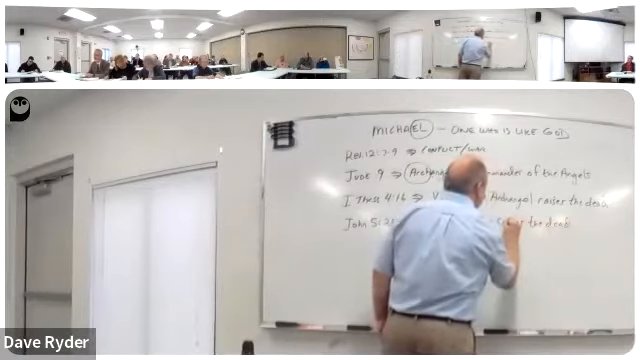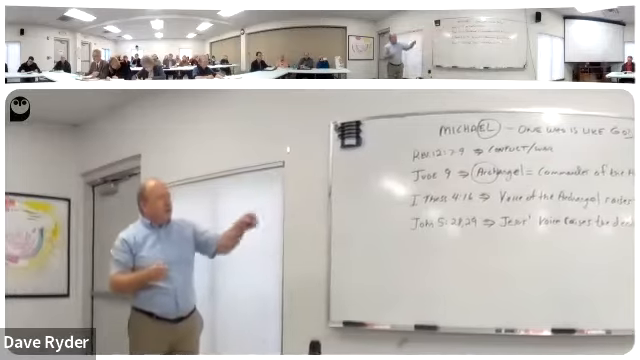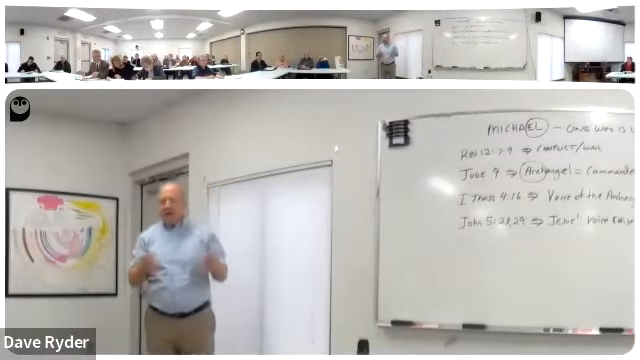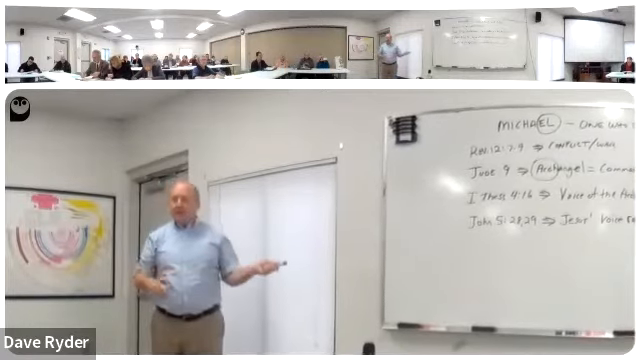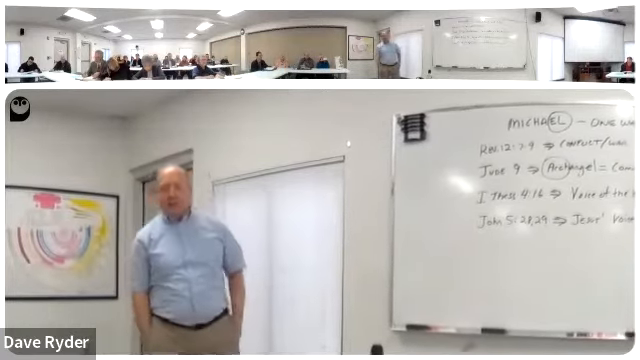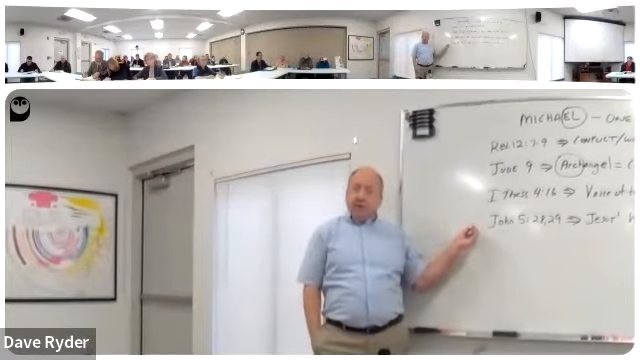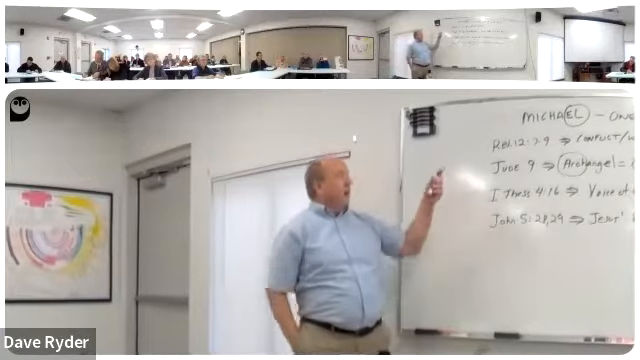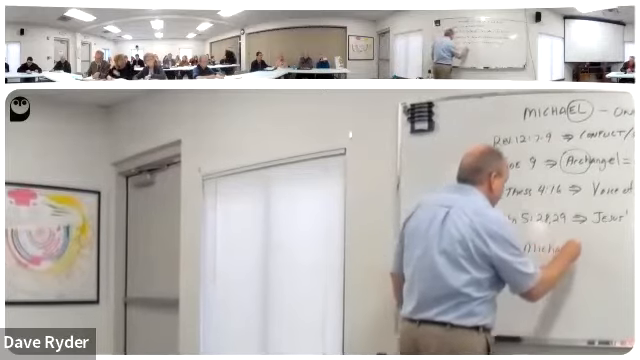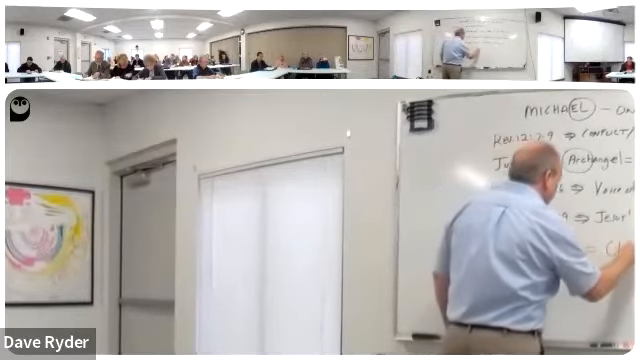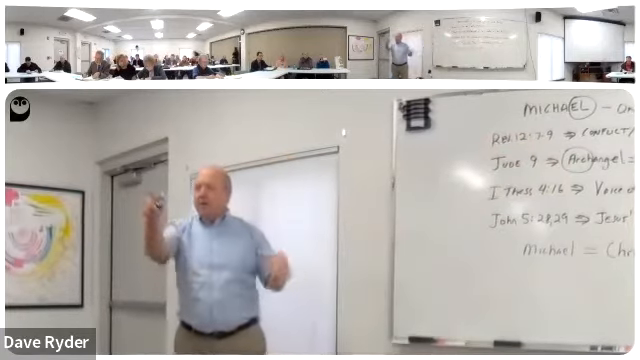Okay? So, using these four passages, we can clearly show from the Word of God and using the New Testament, because Michael is mentioned there in Daniel chapter 10, as well as Daniel chapter 12, that Michael is another term for Christ. Anybody have any issues with that, Jeremy?